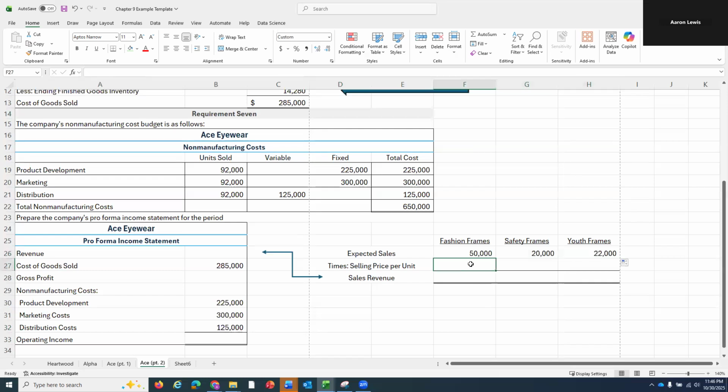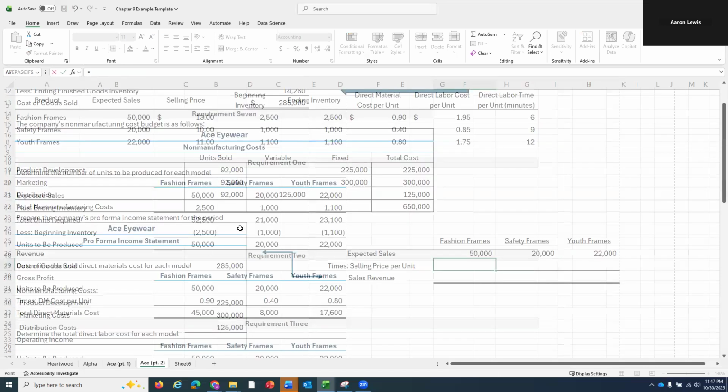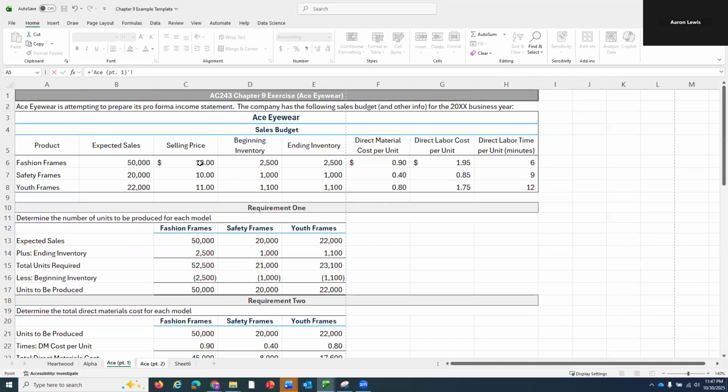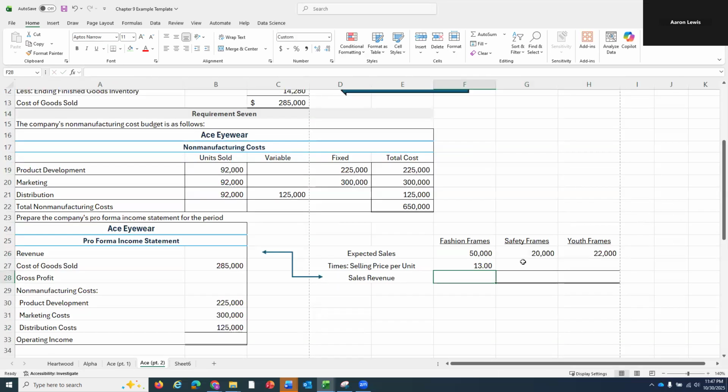How much are we proposing that we're going to sell each one for? Well, that was given to us in the very beginning. So all the way back to the top table we started with, we sell fashion frames for 13 bucks, safety frames for 10 bucks, and youth frames for 11 bucks. So I can just go fill in those numbers. And now my sales revenue is simply just my expected sales times my selling price per unit.